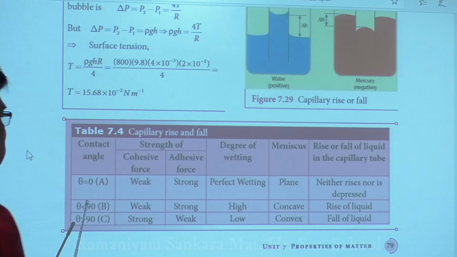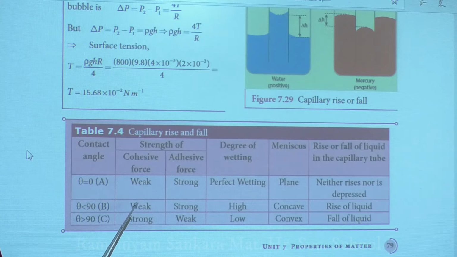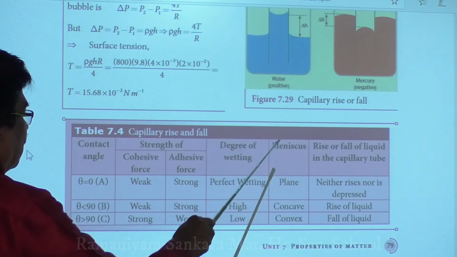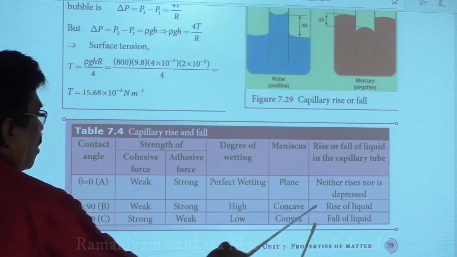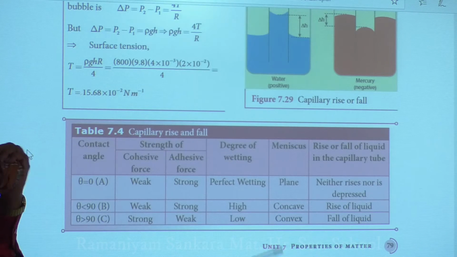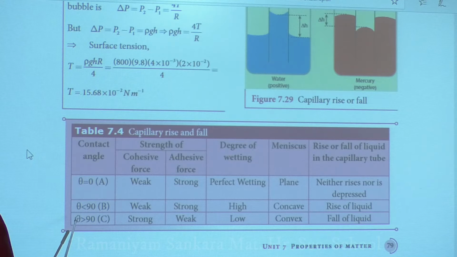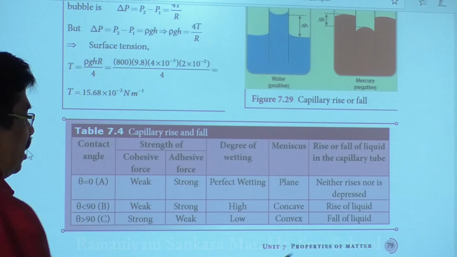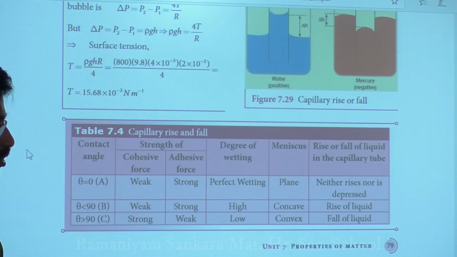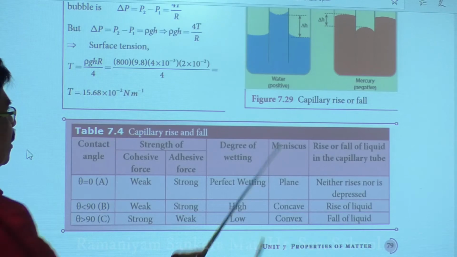Now come to theta less than 90. Weak cohesive force, strong adhesive force, high wetting, and a concave meniscus like this, like water and glass. There is a rise of liquid. Water will rise at the corner. And theta greater than 90: strong cohesive, weak adhesive, and low wetting. The meniscus is convex, an example is mercury. There is a fall of liquid. The liquid will fall down. Mercury has a greater density.